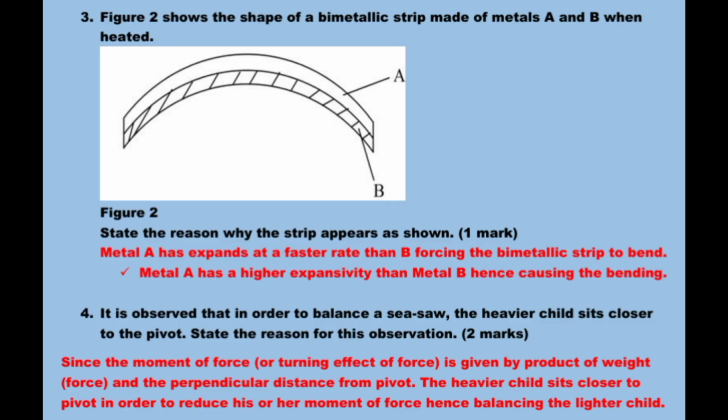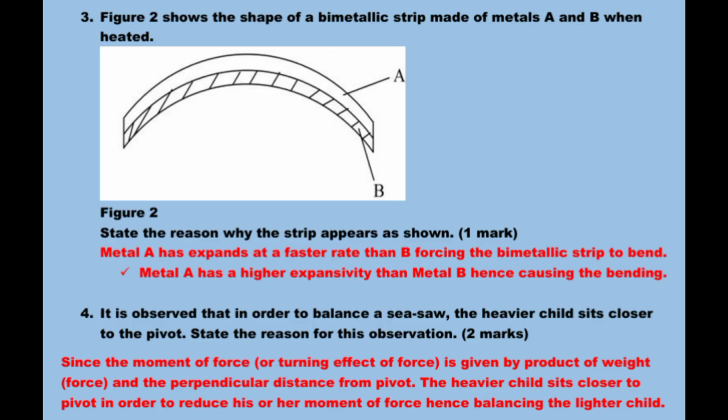It is observed that in order to balance a seesaw, the heavier child sits closer to the pivot. State the reason for this observation.